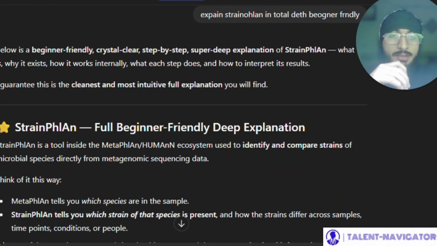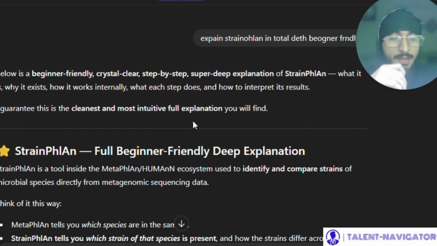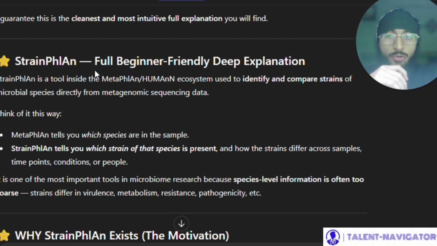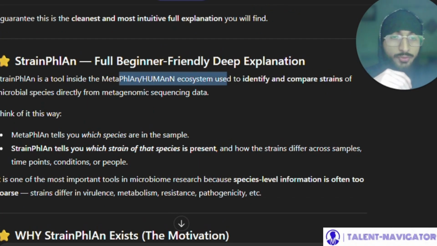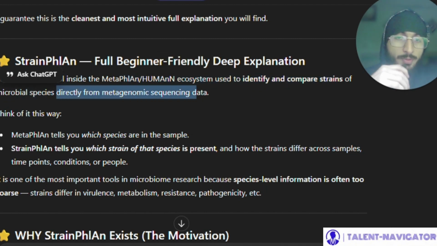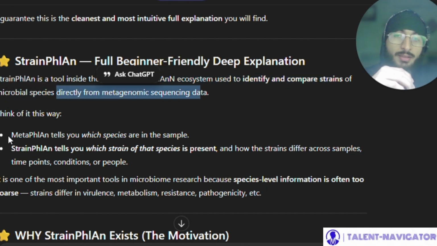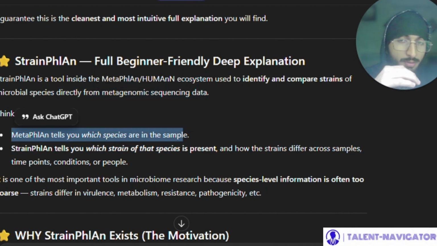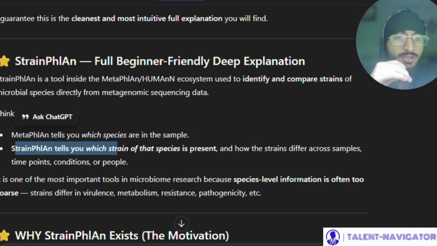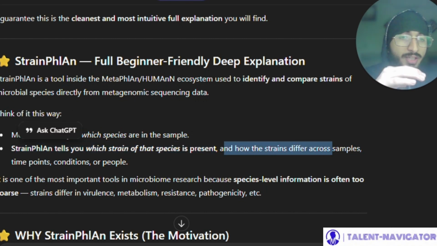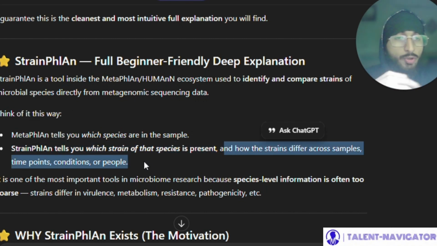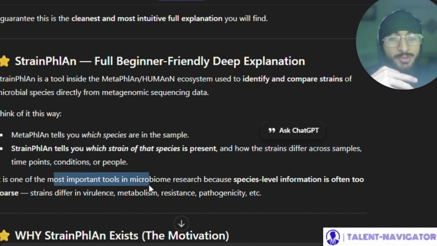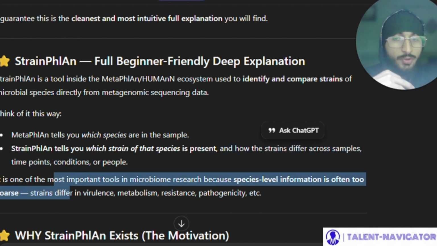I asked GPT to explain StrainPhlAn in total depth. StrainPhlAn is basically a tool inside the MetaPhlAn or HUMAnN ecosystem, which is used to identify and compare strains of microbial species directly from metagenomic sequencing data. We can think of it this way: MetaPhlAn tells us which species are in the sample, and StrainPhlAn tells us which strain of that species is present and how the strains differ across samples, time points, conditions, or people. It's one of the most important tools in microbiome research because species level information is often too coarse.